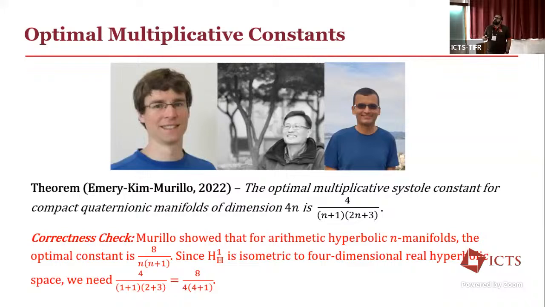So here we can do something to check that all of these results are correct. One-dimensional quaternionic hyperbolic space is isometric to four-dimensional real hyperbolic space, and at this point we have optimal constants in both of them. So we can check that 4 over (1+1)(2+3) is equal to 8 over (4+1). In fact, these are both equal to 2/5, and so there aren't any contradictions.